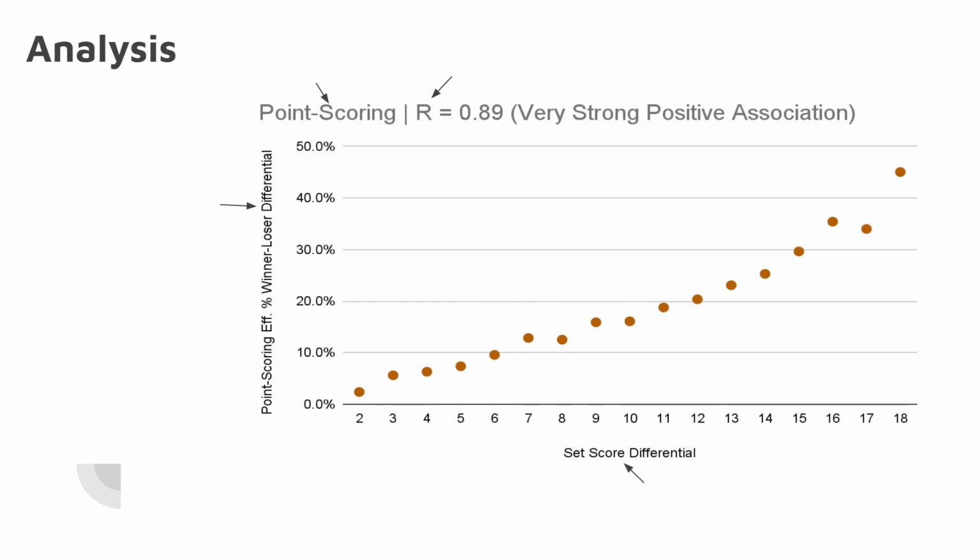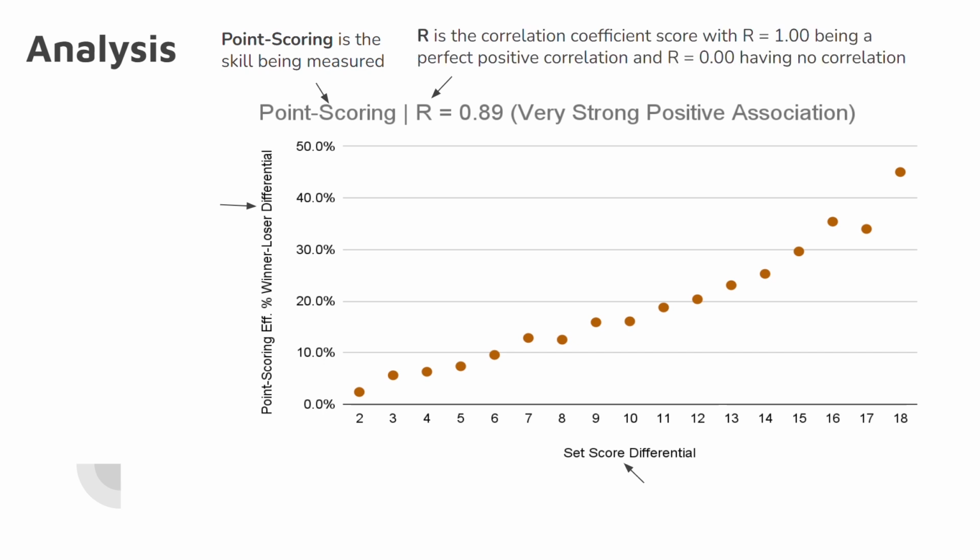Okay, so this graph. On the top left, you see the skill being measured in this graph is point scoring, and point scoring encompasses mainly four skills: attack, serve, blocking, and free balls. Basically skills that you can score points in. Next to that is the R score, which is the correlation coefficient. If you ever see an R score of 1, that means there's a perfect positive correlation. And if you ever see an R score of 0, that means there's no correlation, so it's just all random.